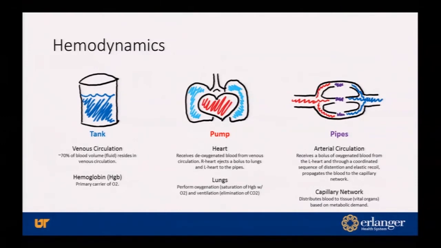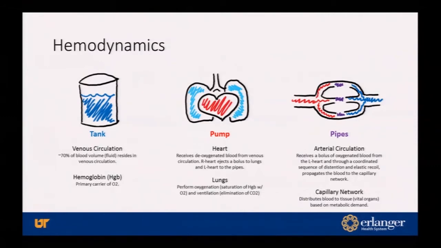Finally, we get to the pipes. The pipes receive a bolus of that oxygenated blood from the left heart, and through the coordinated sequence of distension and contraction that I just described, distribute that blood to the capillary. And the capillaries act as the conductors, where they decide who gets the blood and who doesn't. And that's based on the rate of metabolism. So we think about these capillaries as just these passive filters, but they're not. They're like the downstream conductor.